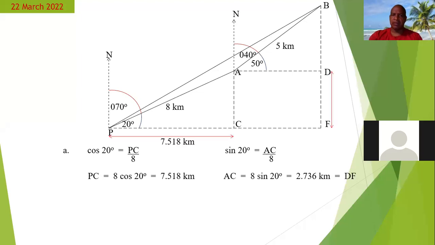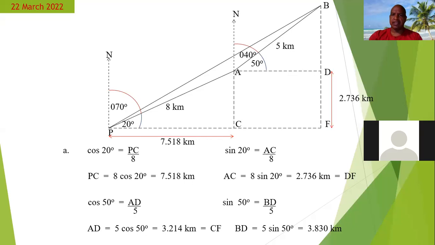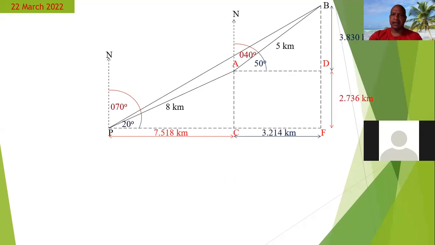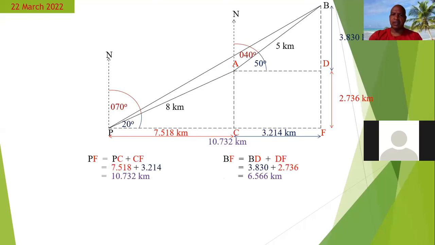Then we would sum these smaller sides to get the length of the larger sides. So here we know the length of the base, which is 10.732. We know the height of the triangle, which is 6.566. And we are using Pythagoras' theorem that will give us the length of PB.